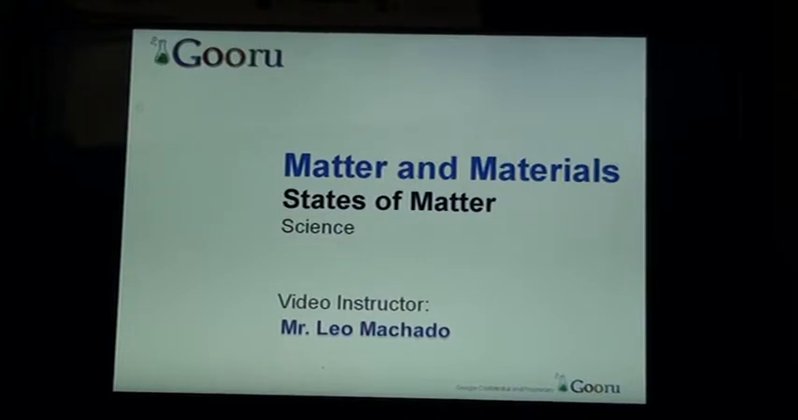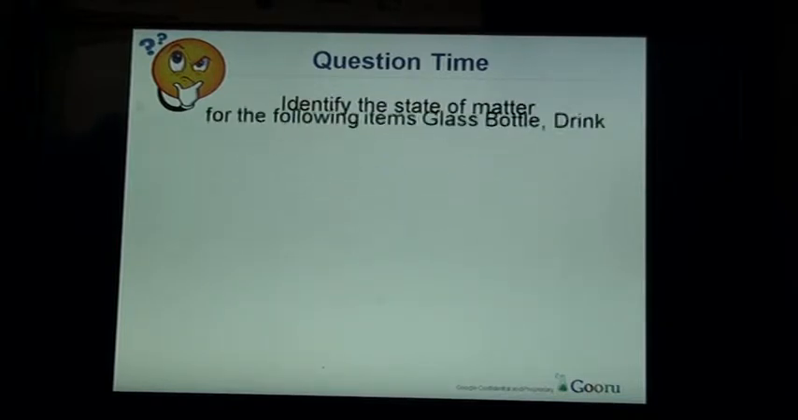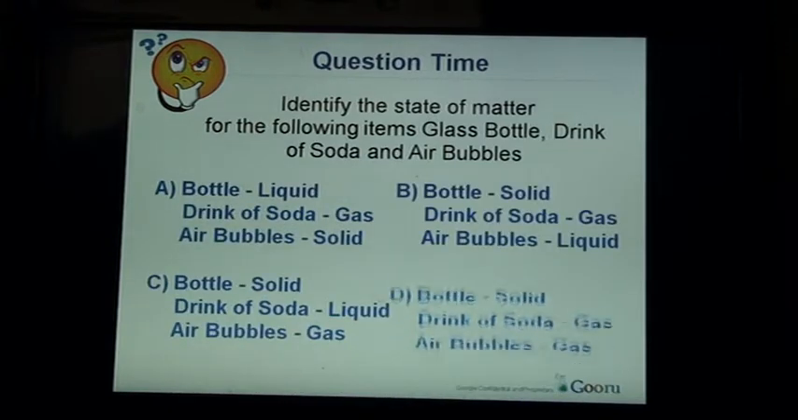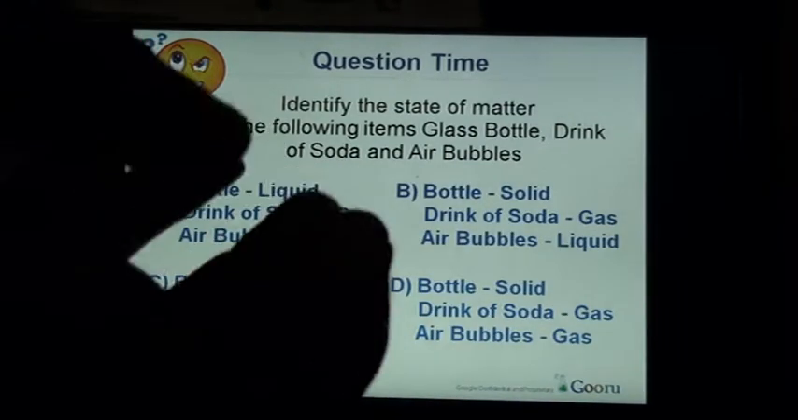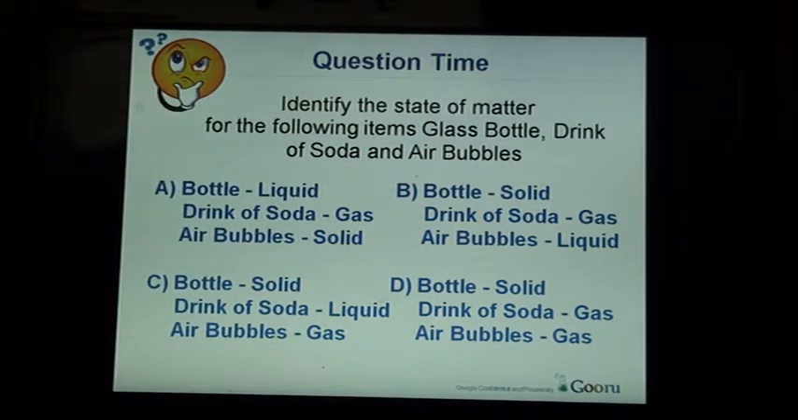In my hand right now, I actually have matter representing all three states. Can you tell me what that is, or exactly how they arrange themselves? Tell me what state the glass bottle, the drink of soda, and the bubbles are in.